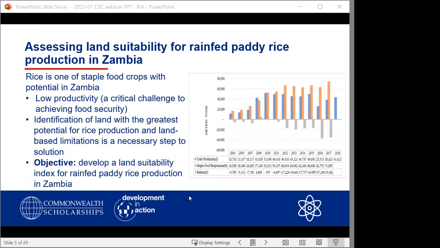One of the things that can be attributed to this is low productivity, which is one of the factors that can challenge the country in achieving food security and improved rural livelihood. In order to solve this problem, there is need to identify land with great potential and also identify the land-based limitations. These are some of the things that you can do to help improve productivity. So it is in this regard that this study looked at developing a land suitability index for rain-fed paddy rice production in Zambia. Next slide, please.